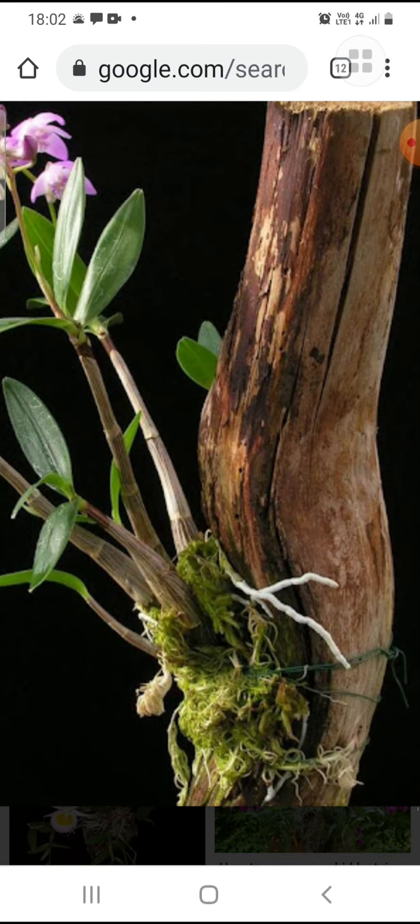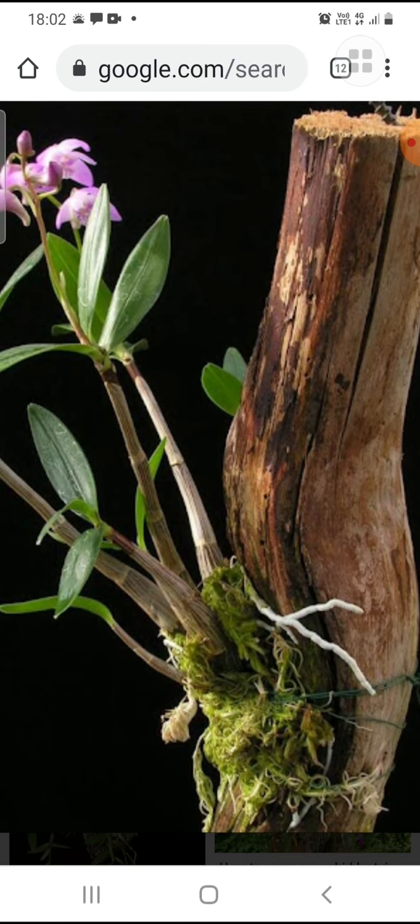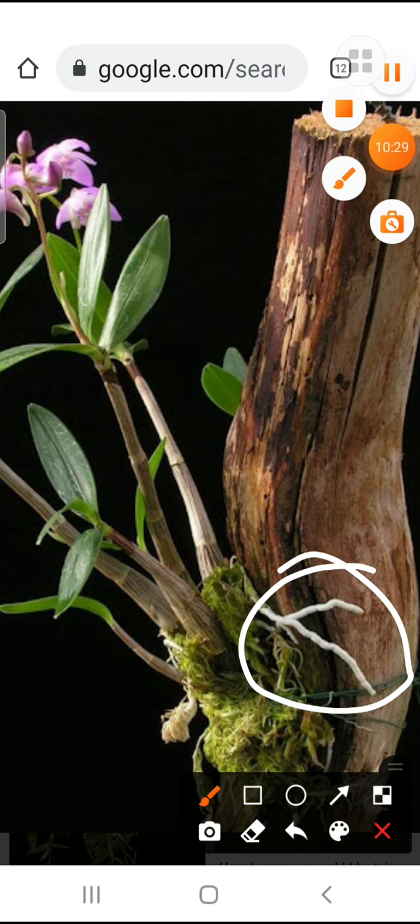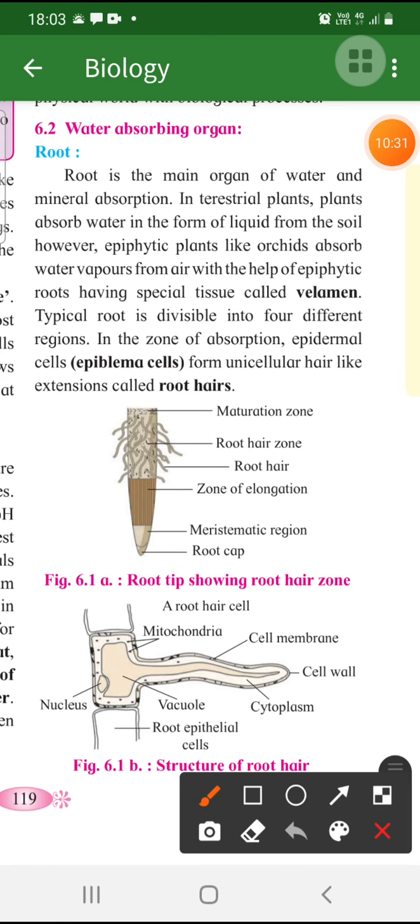If you want to just have a look at it once again, then you can have it. This is an orchid plant growing on another tree, wherein जो root है वो हमेशा aerial होता है. That means it is always hanging in the air because of the tissue velamen. ये root हवा में से water को absorb कर लेता है और इस root को बोलते हैं epiphytic root. So you understood what is velamen, you understood what is epiphytic root, so we have that over here. So let's underline.